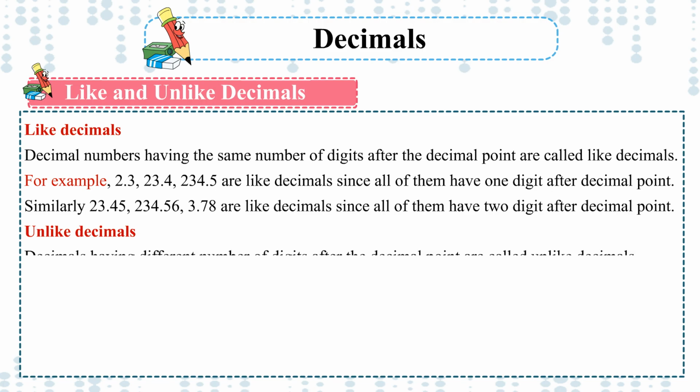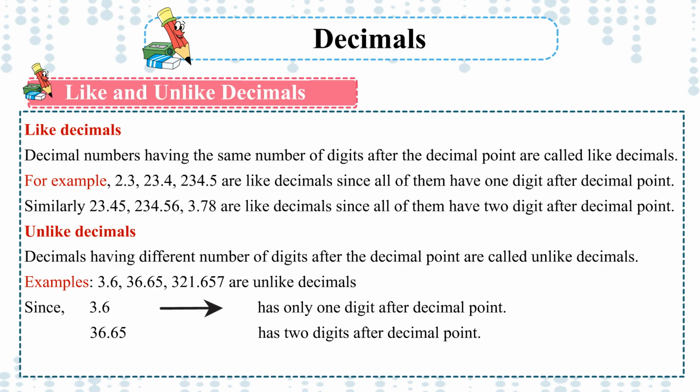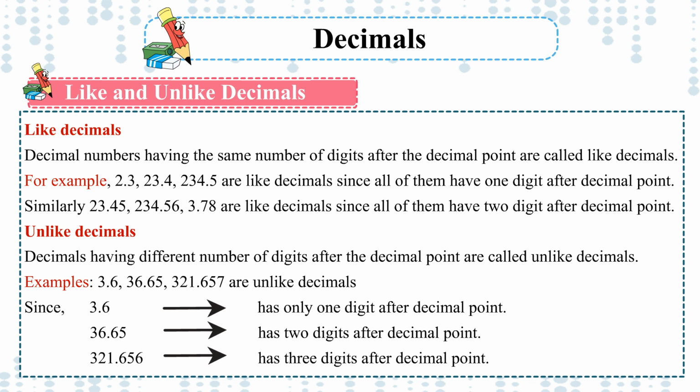Unlike decimals: decimals having a different number of digits after the decimal point are called unlike decimals. Examples: 3.6, 36.65, 321.657 are unlike decimals. Since 3.6 has only one digit after the decimal point, 36.65 has two digits after the decimal point, and 321.657 has three digits after the decimal point.